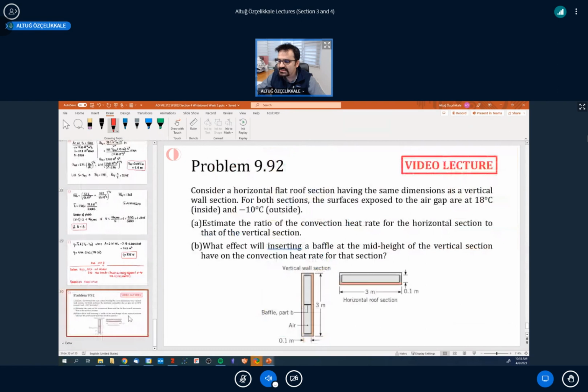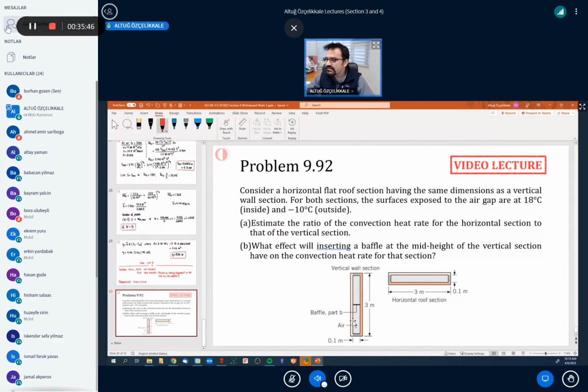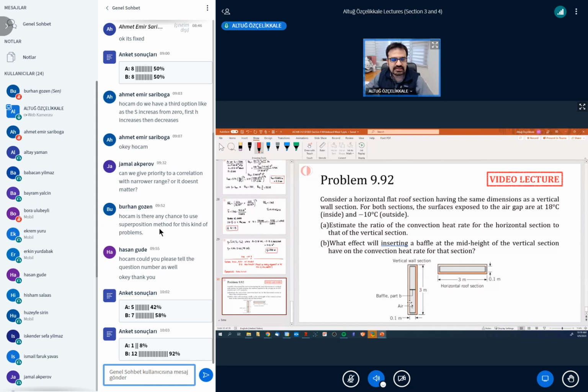And we are being asked, is there going to be a heat transfer consequence or heat transfer effect when we introduce this structural element into our wall section? All right, so for the rest, you can go ahead and take a look at the video lecture. And if you have any questions, you can always ask me.